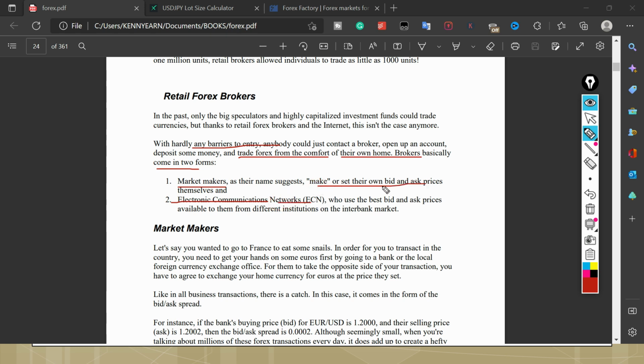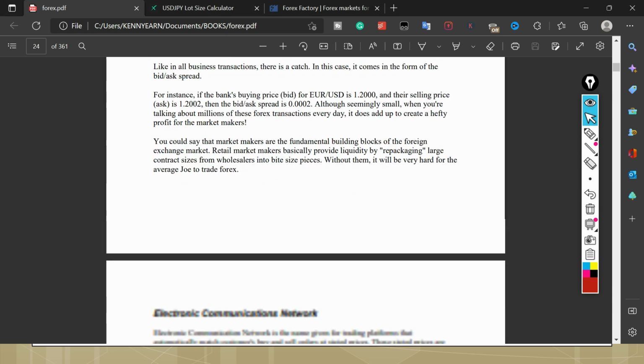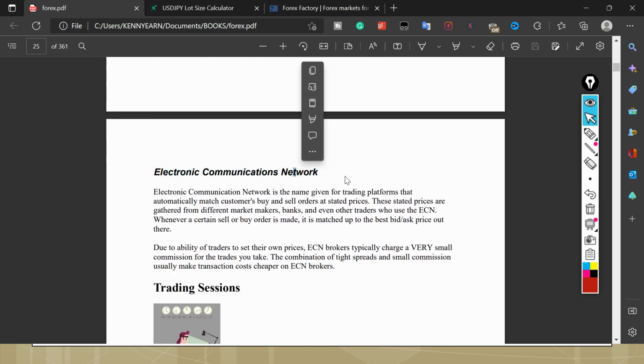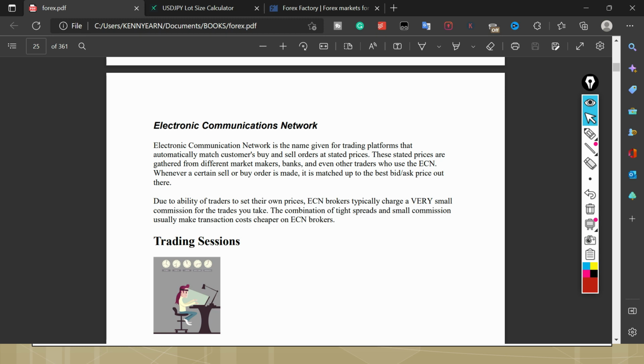So this one, the market makers set their own prices. They make their own bid and ask prices, and the ECN brokers use the best bid and ask prices available in different institutions to make their own. They offer that to us. So the market makers and the electronic communication network. Basically, we use this one most of the time. We use these electronic communication network brokers. So you could read more about this one. I would advise you read more about the ECN broker and all those things.